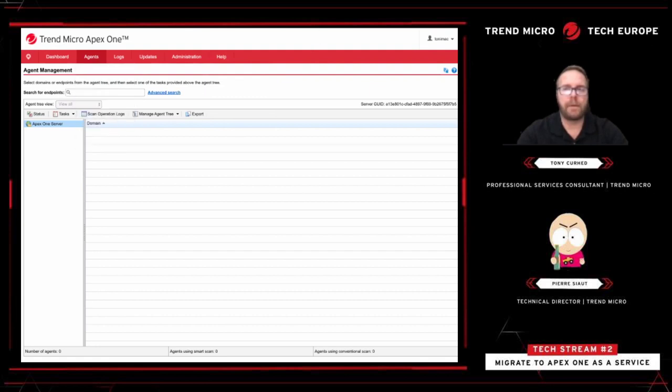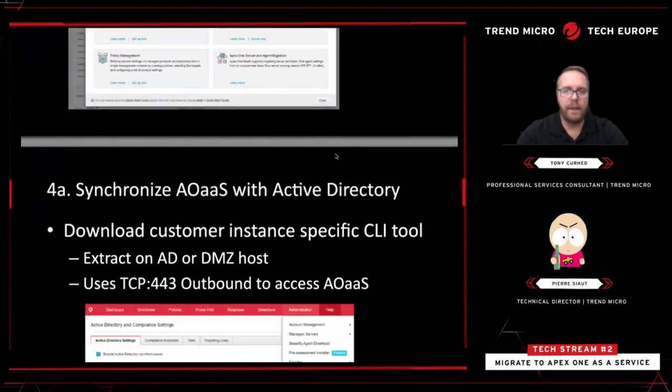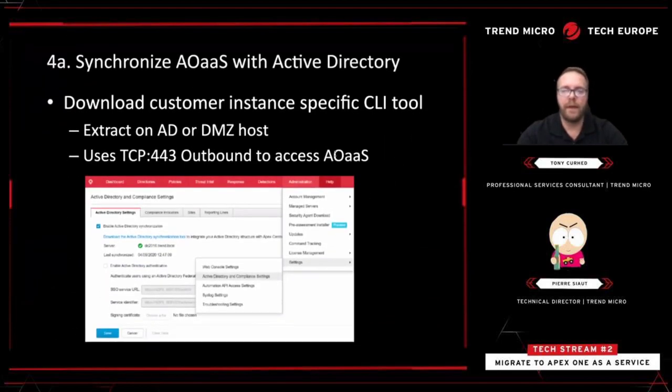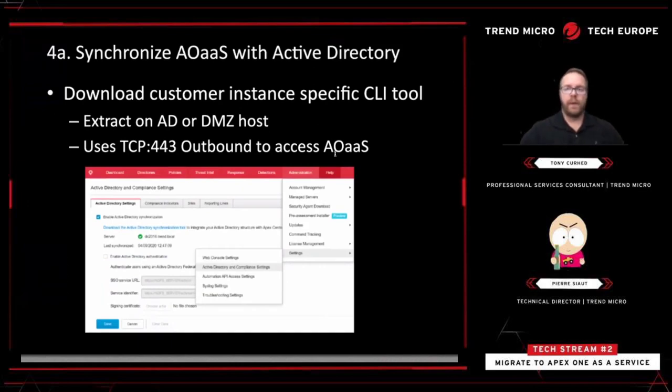So where are we next, Danny? Yeah, let's go forward with the next phase. What we want to do is, if you're using on-prem Active Directory, you would need to download this tool from the Apex Central console. So you go to Administration, Settings, and Active Directory and Compliance Settings. From that page, you will enable Active Directory settings.